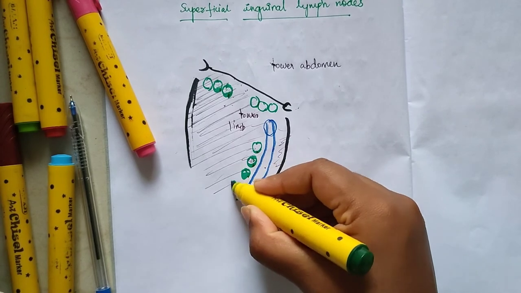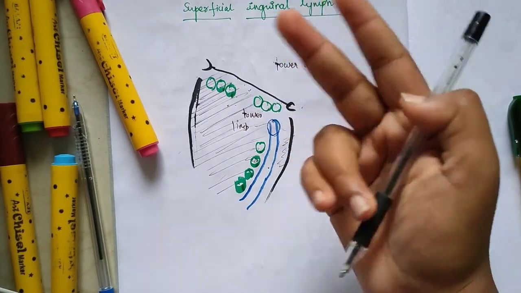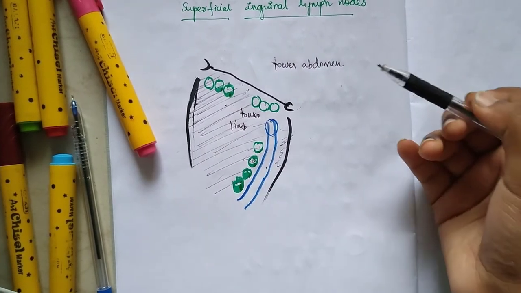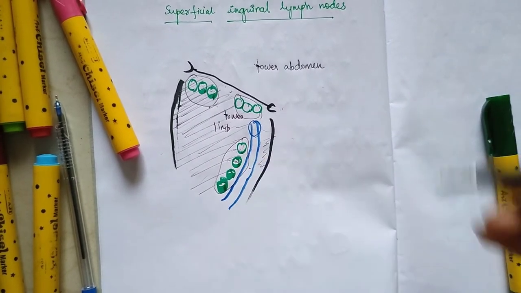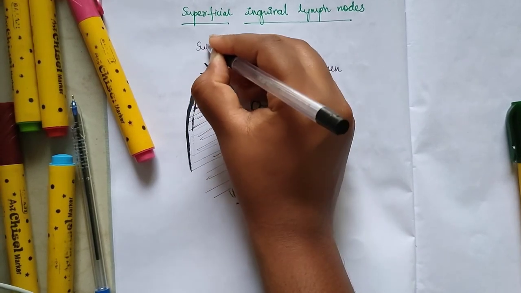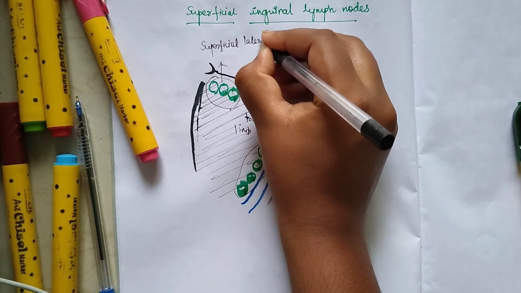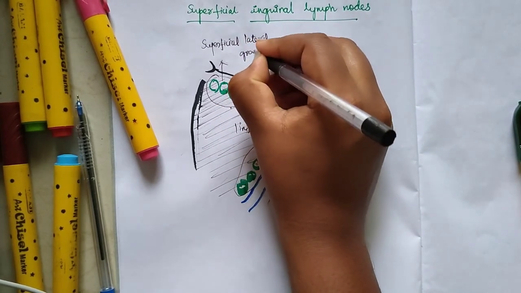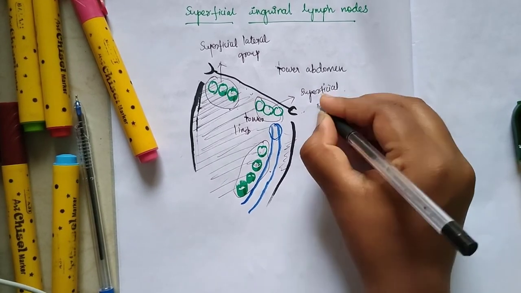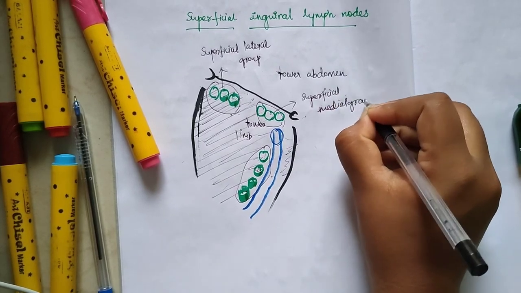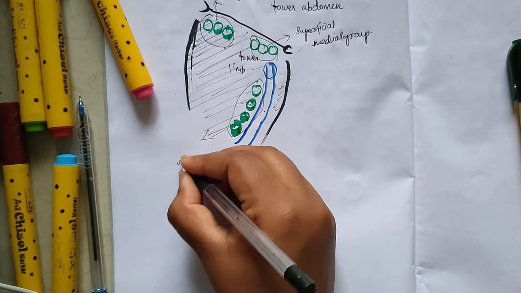And we consider them as a horizontal group and a vertical group. These are the horizontal groups. There are two horizontal groups and one vertical group. This is the one vertical group. This group is the superficial lateral group or inguinal node. This is the superficial medial group, and this is the inferior group. This is present inferior to that, so we call it the inferior group.